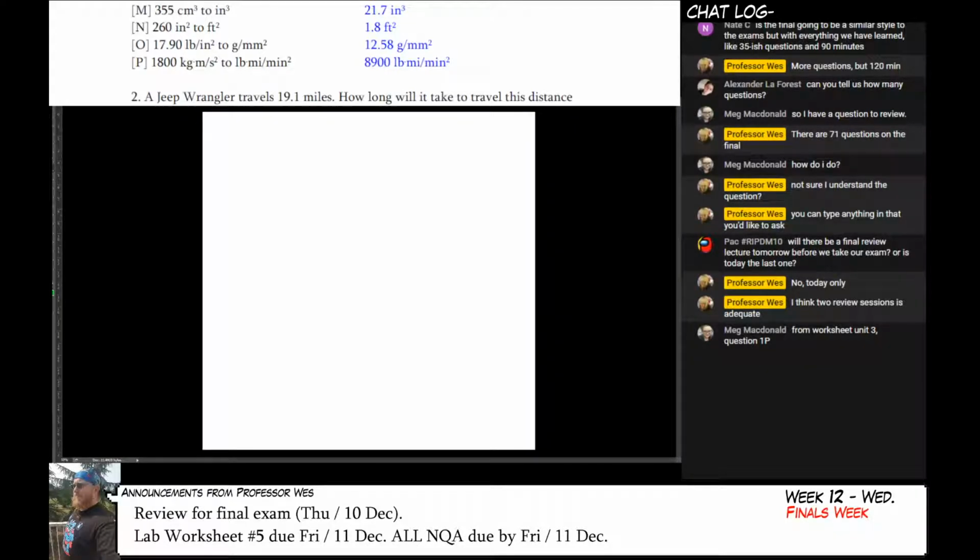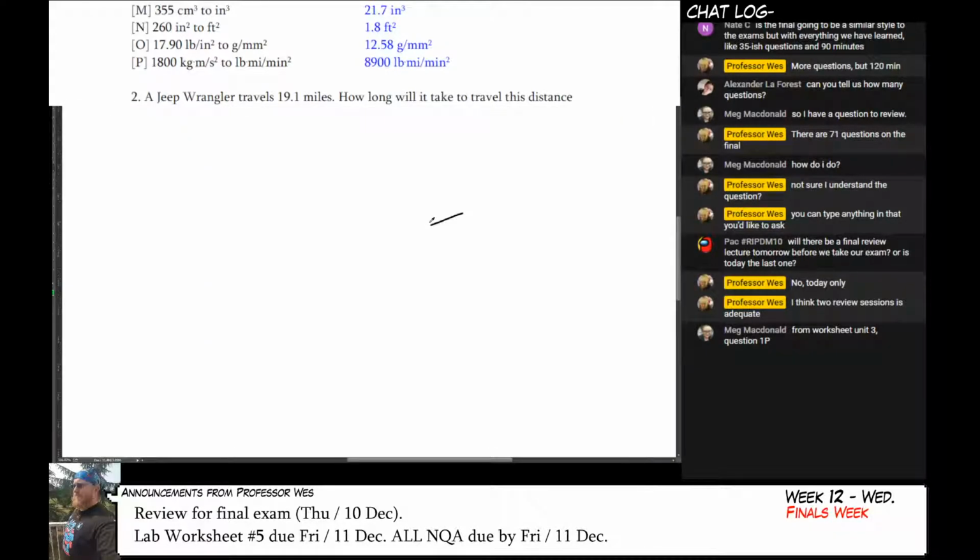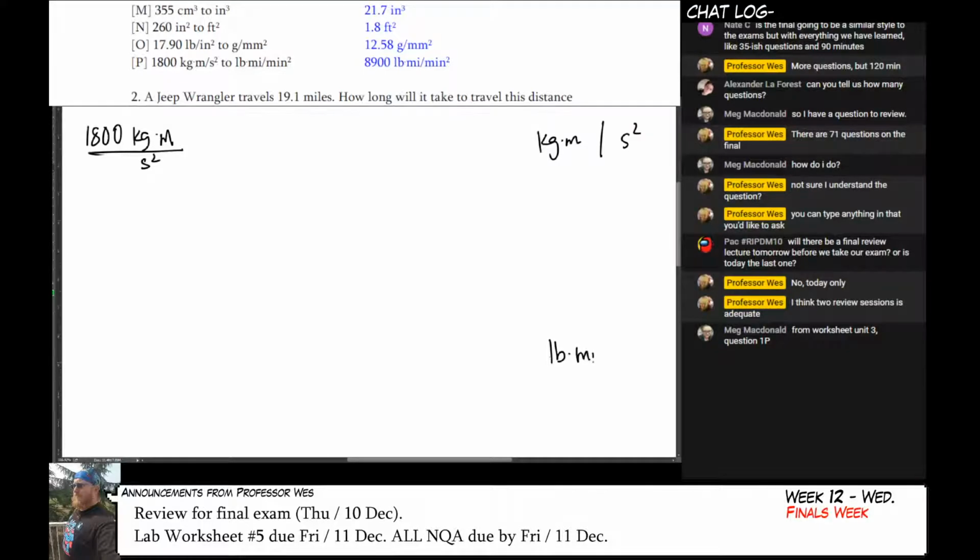All right, so, oh, I gotta zoom this in. This is too big. I don't want that on my screen. All right, so we have 1,800 kilogram meters per second squared. And I want to get kilogram meters into pound miles per minute squared.